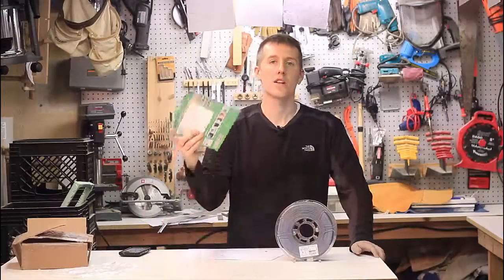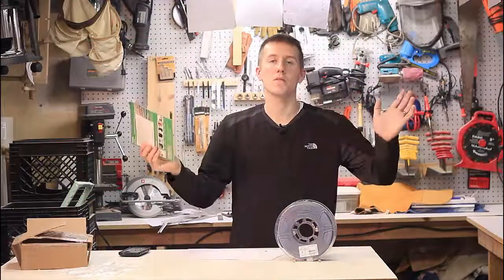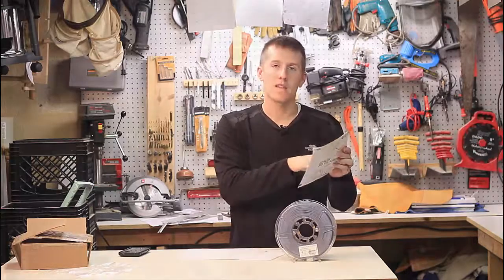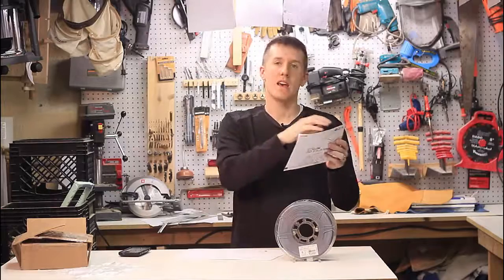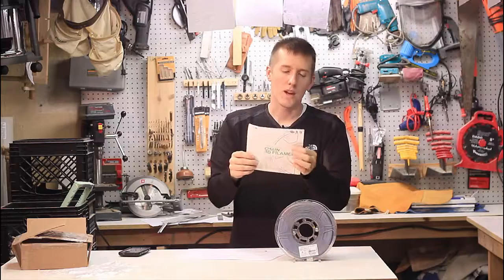But the first thing that stood out to me was the information sheet that they included. I really like that it's one simple sheet, but on the back it has a table showing all the filaments they offer, the print temps, the bed temp, all the strength properties, everything you could ever want right there. So right when you get it, you have it right on the sheet.